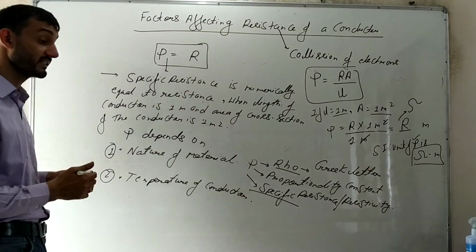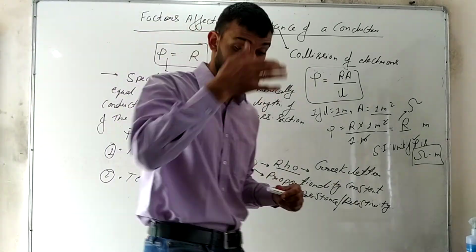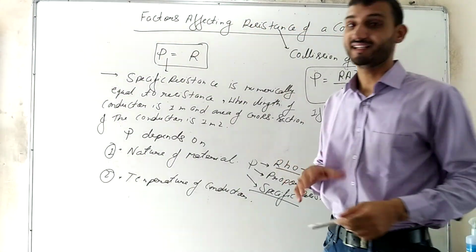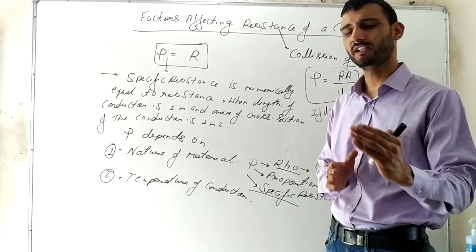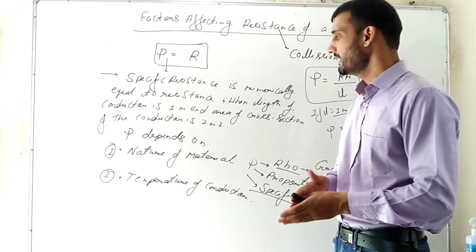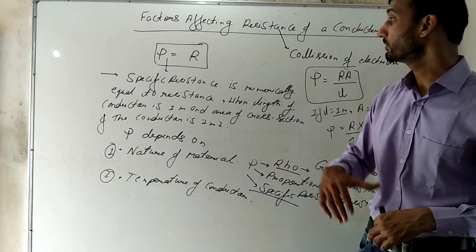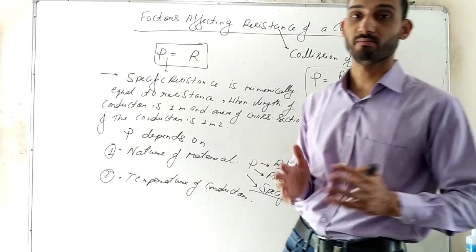So it is no different from resistance. Specific resistance or resistivity is no different from resistance, but we specify the length of the conductor and we specify the area of the conductor. That is the only difference between these two physical quantities. Rest of the things are the same. So this was all about these two important topics.